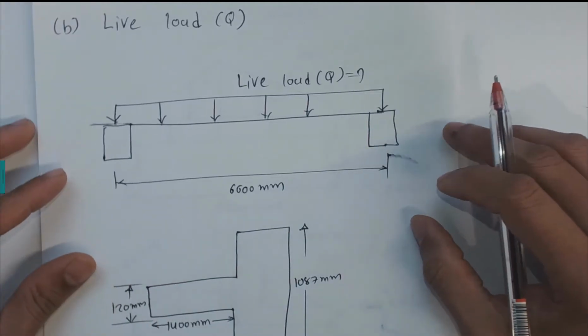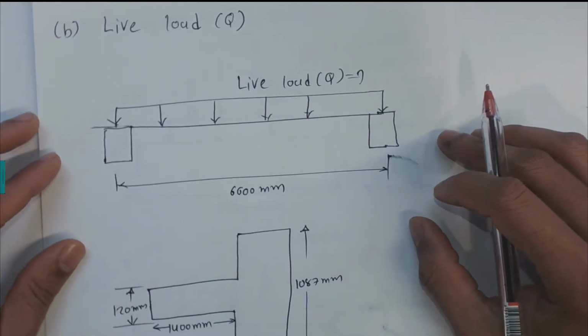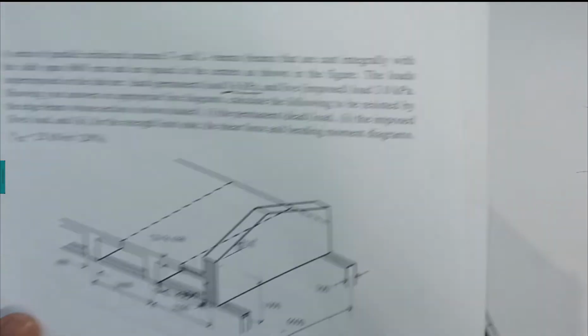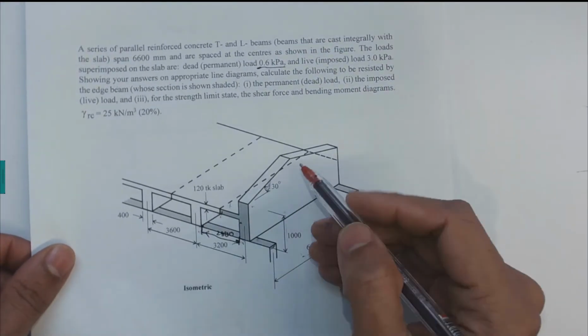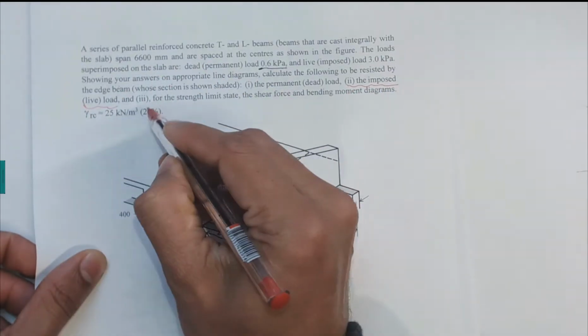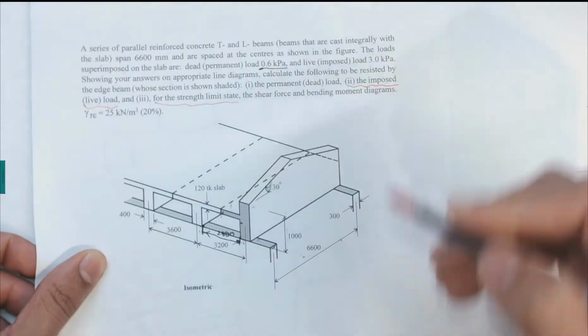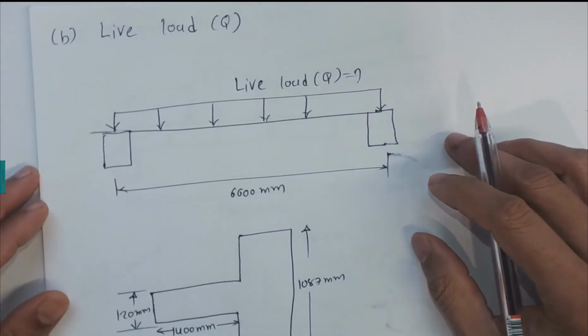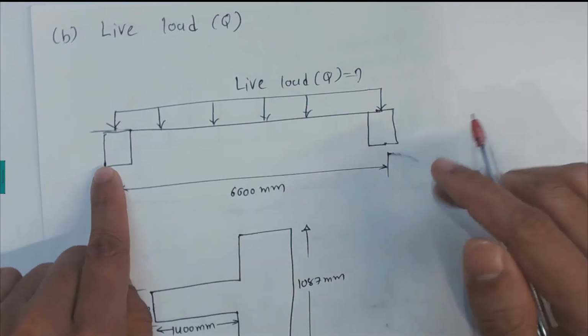This video explains the second part of the example, which is the live load. So we are taking these examples. Now we are working on finding the live load and the strength limit state design. First we talk about the live load.